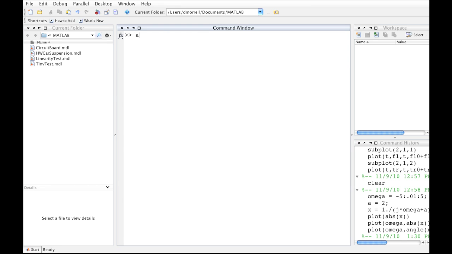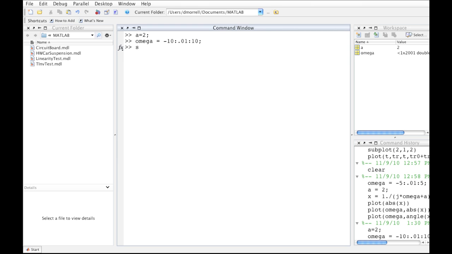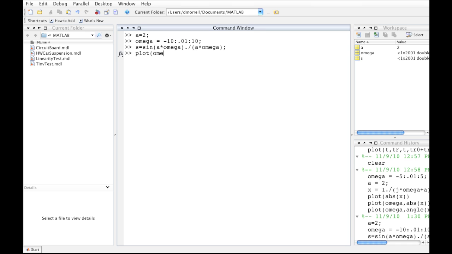Well, let's start off by saying a is equal to 2. Seems like a good number for a. We'll create an omega. And we'll have omega go from minus 10 with an increment of 0.1 up to a final value of 10. We'll choose s to represent the sinc function and compute it as sine a times omega divided by a times omega. And now we'll plot s as a function of omega.